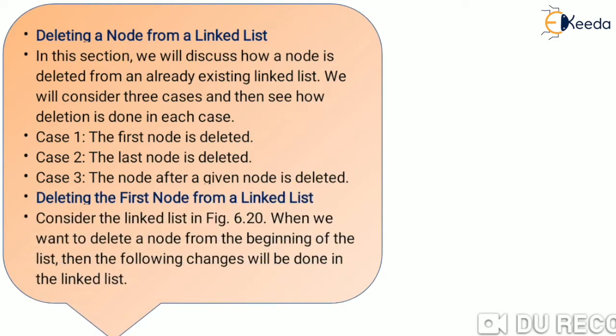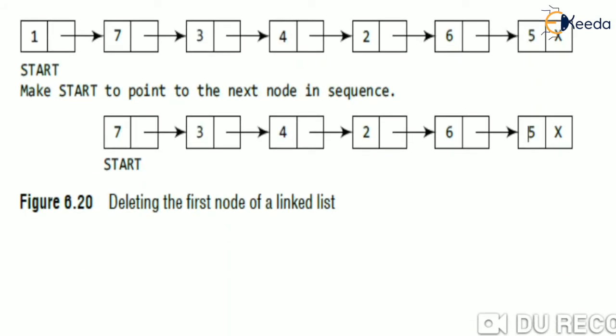So first we are focusing on deleting the first node from a linked list. Now there is one figure in the next slide, that is figure 6.20. When we want to delete a node from the beginning of the list, then the following changes will be done in the linked list. Now observe the linked list. It is very important and very simple. See, we are using a simple linked list, that is 1, 7, 3, 4, 2, 6, 5.